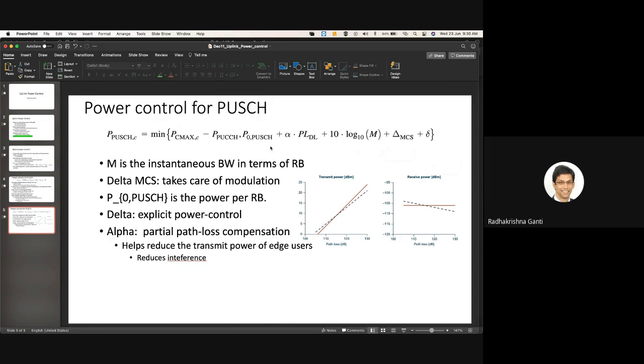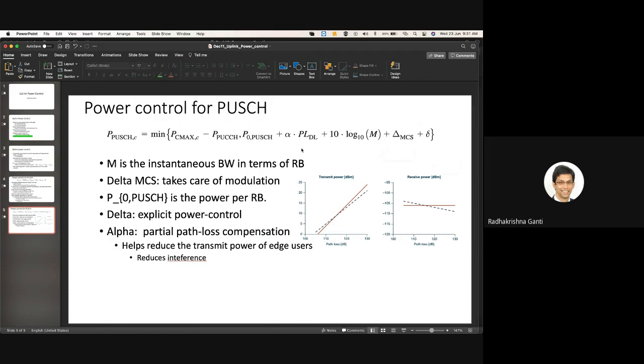If you have, say, 100 RBs, then you add a factor 10 log 10 M. Essentially, this is the bandwidth in terms of RBs. This is the basic power, and you're multiplying with the number of RBs to get the total power that you require for that particular user across that band. We are putting this in dB, that's why it becomes P0 PUSCH plus 10 log 10 M. Otherwise, in the non-dB domain, it is a multiplication of M with P0 PUSCH.